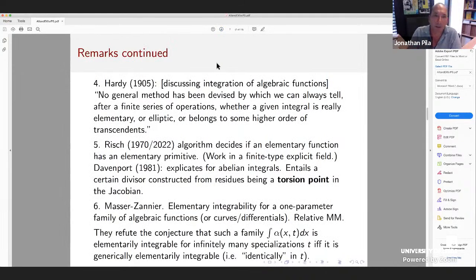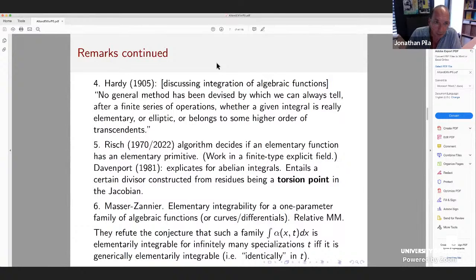So just some further remarks that Hardy in 1905, in his book on the integration of functions of a single variable, has a passage discussing the integration of algebraic functions where he says that no general method has been devised by which we can always tell after a finite series of operations whether a given integral is really elementary or elliptic or belongs to some higher order of transcendence.